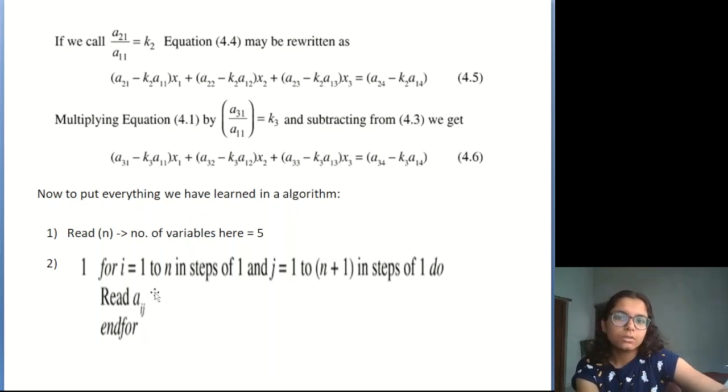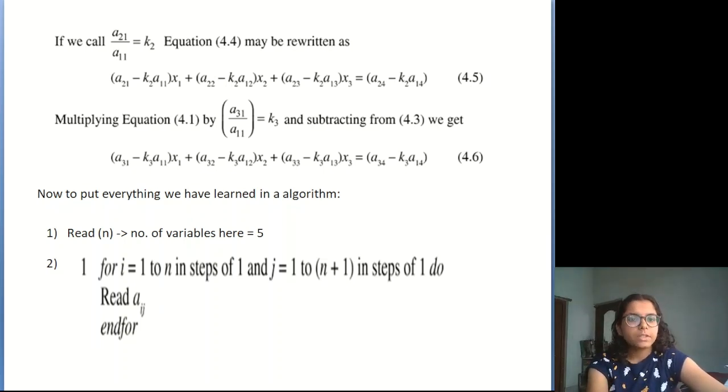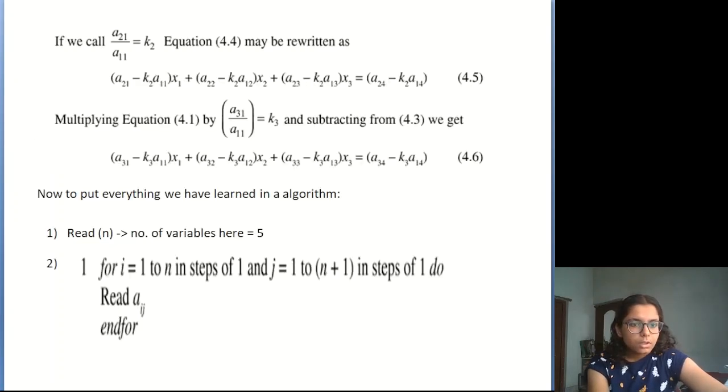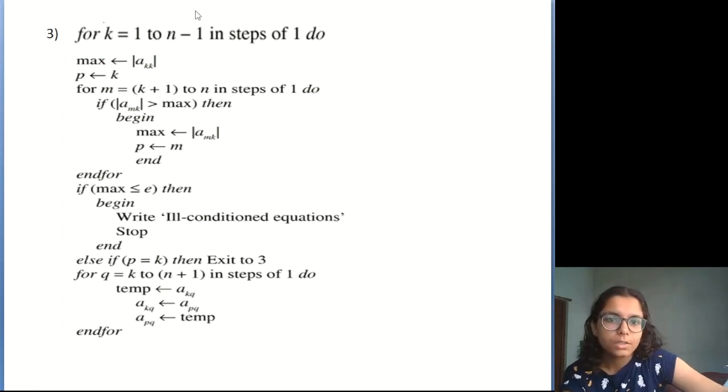We would take all the coefficient values that we have from the linear system. After reading the values, the next step is to start from k equals 1 to n minus 1. Doing so, we would just start with the pivoting element.